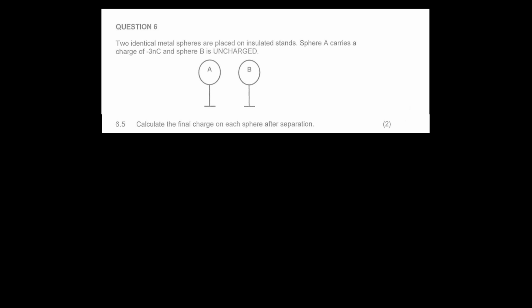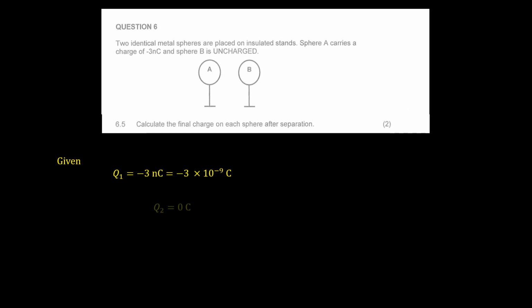Question 6.5. Calculate the final charge on each sphere after separation. To solve this problem, we first need to determine what is given to us. We are given that the initial charge on sphere A, which we can call Q1, is equal to minus 3 multiplied by 10 raised to the power of minus 9 coulombs. This is the charge before the two spheres touch and then get separated.